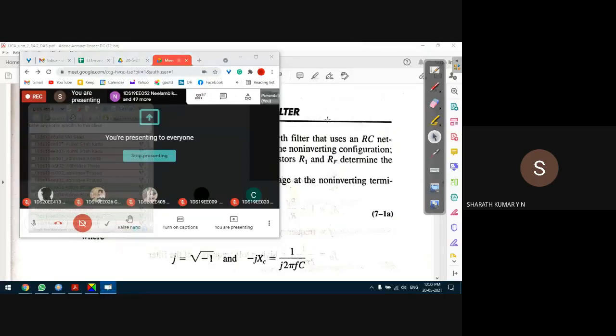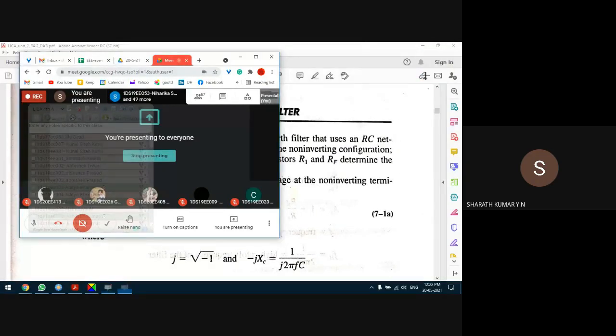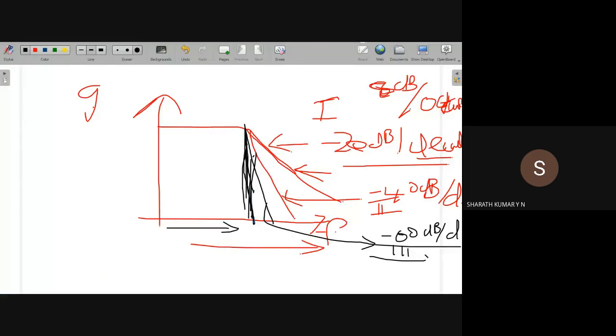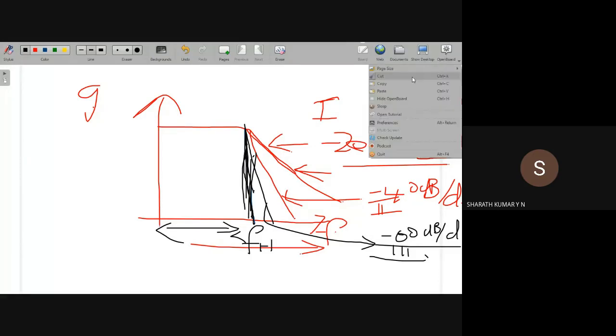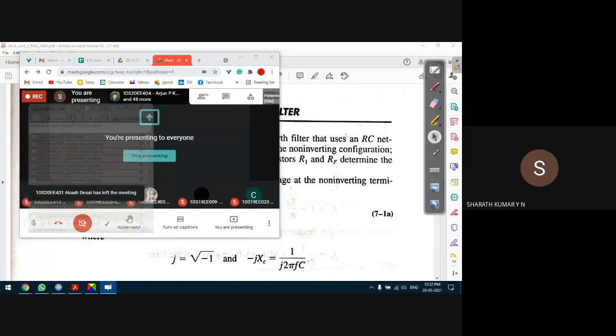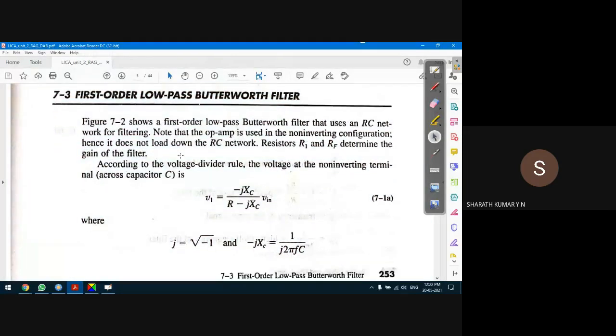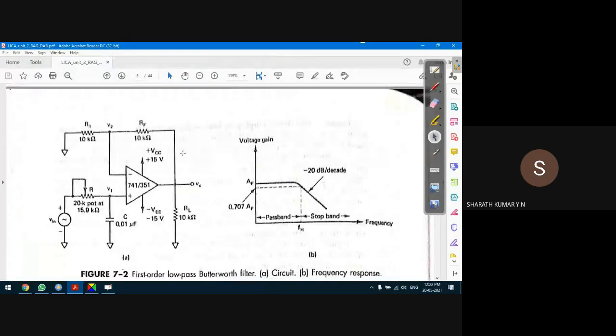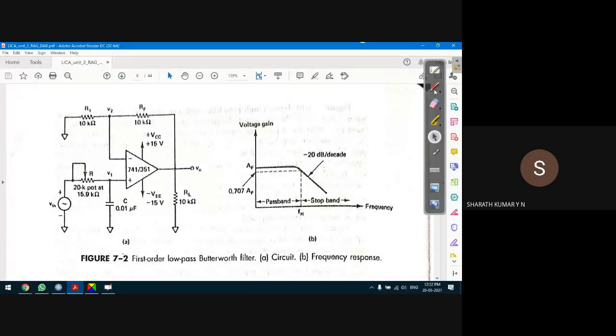So first order low pass, as we can see in the diagram, means that signals with frequency less than FH will be allowed by the filter circuit to pass through. So that is what is called a low pass filter. Let us look into the circuit first. This is a first order low pass filter.